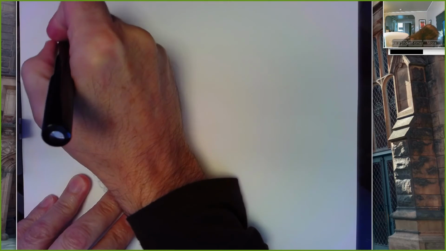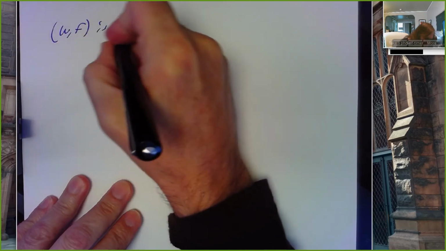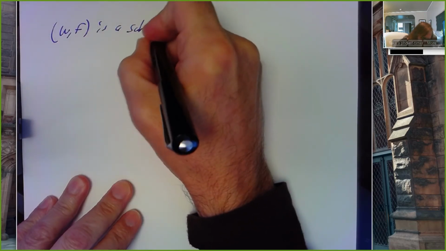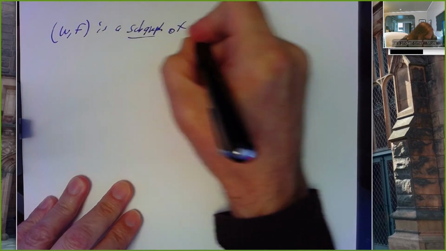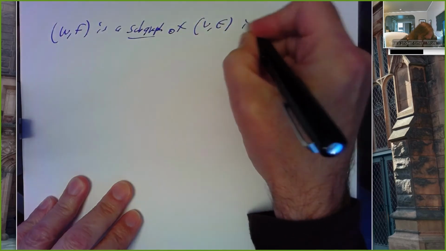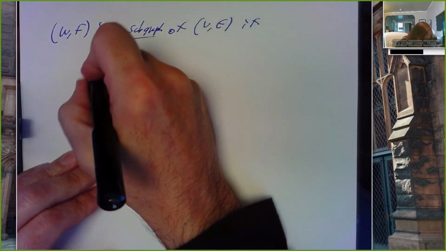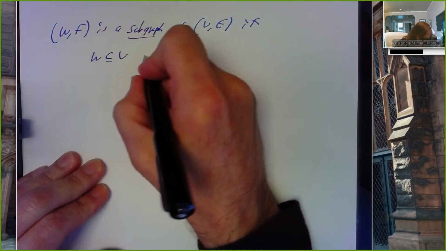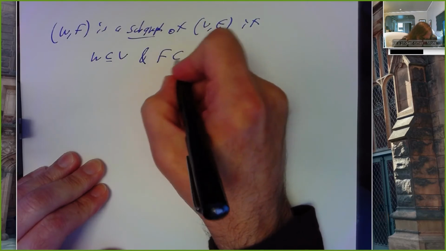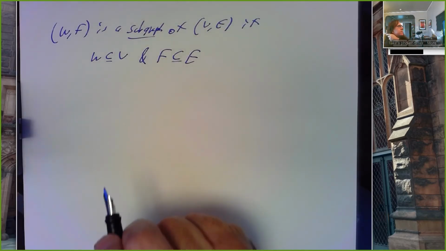All right. Next concept is subgraphs. So W, F is a subgraph of V, E if W is a subset of V and F is a subset of E as sets.